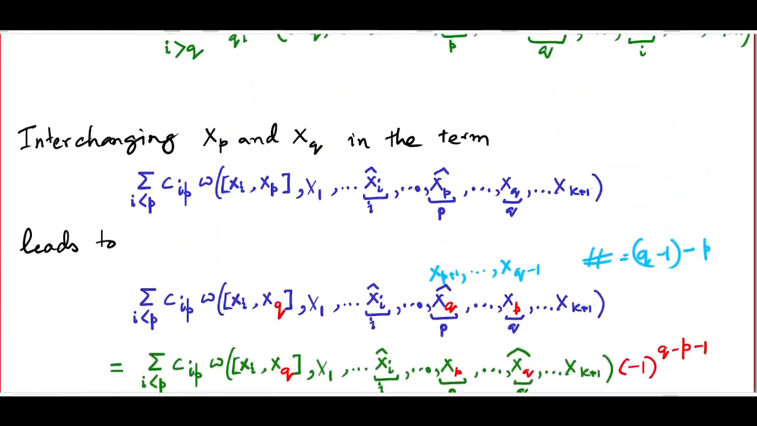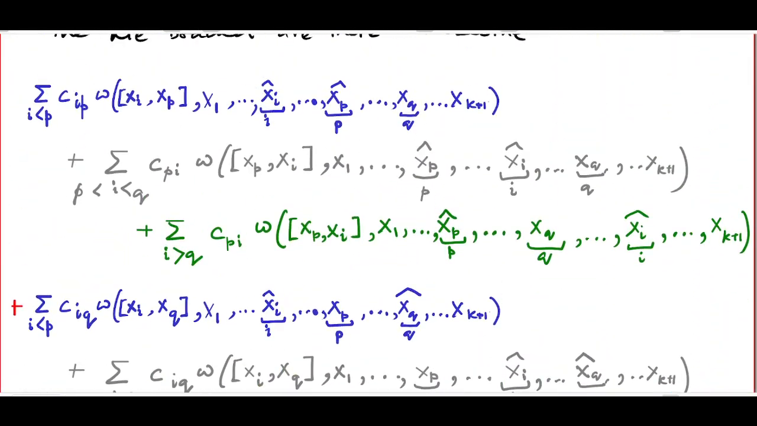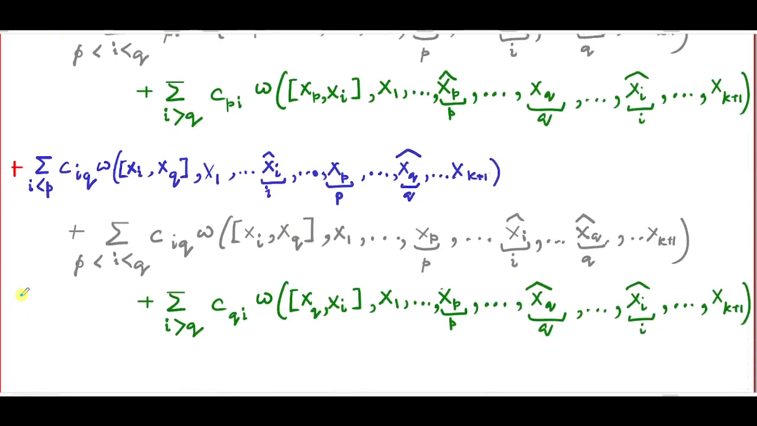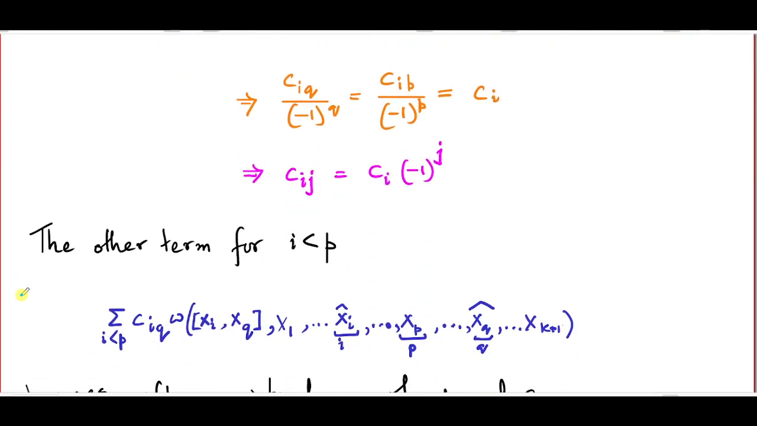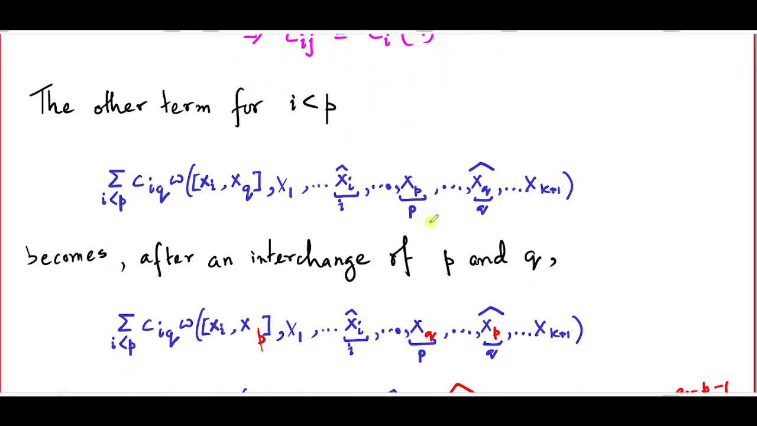But in our original sum, we had another one where i is less than p, namely this term. What happens here when you interchange xp and xq? Let's check that out. This was the original term, and after you interchange xp and xq, this is what happens to it. The xq gets replaced by xp, and here of course this xp gets replaced by xq, and the missing slot had xq before, or rather xq went missing from this slot before, and now xp is going missing from this slot, the qth one in the original list.